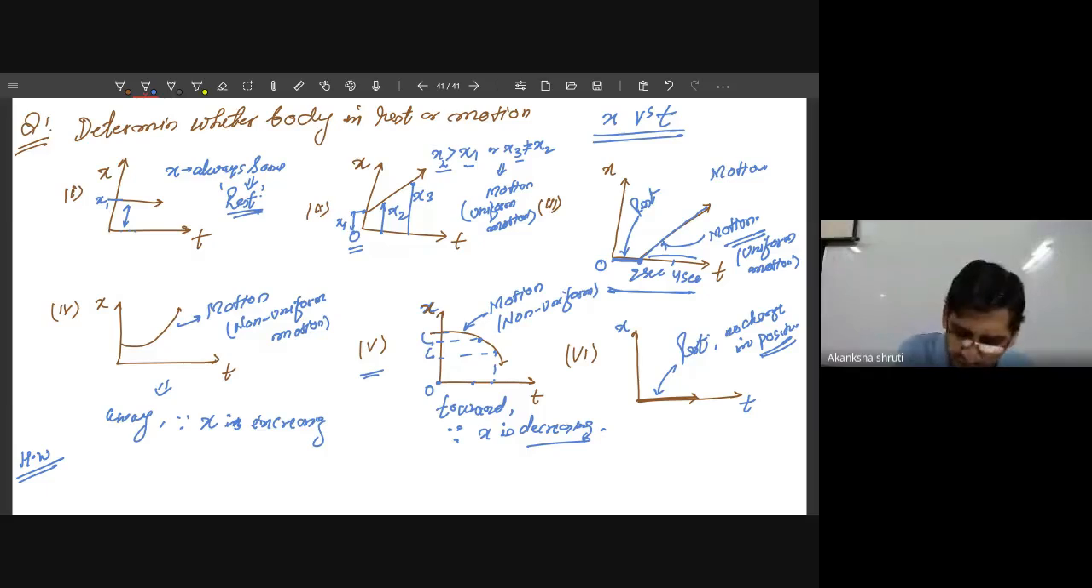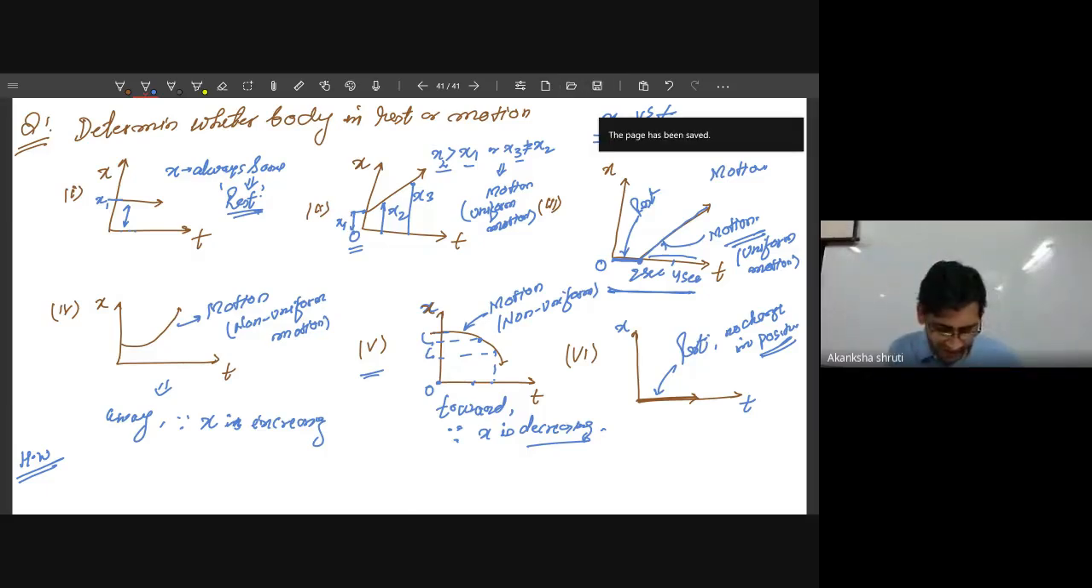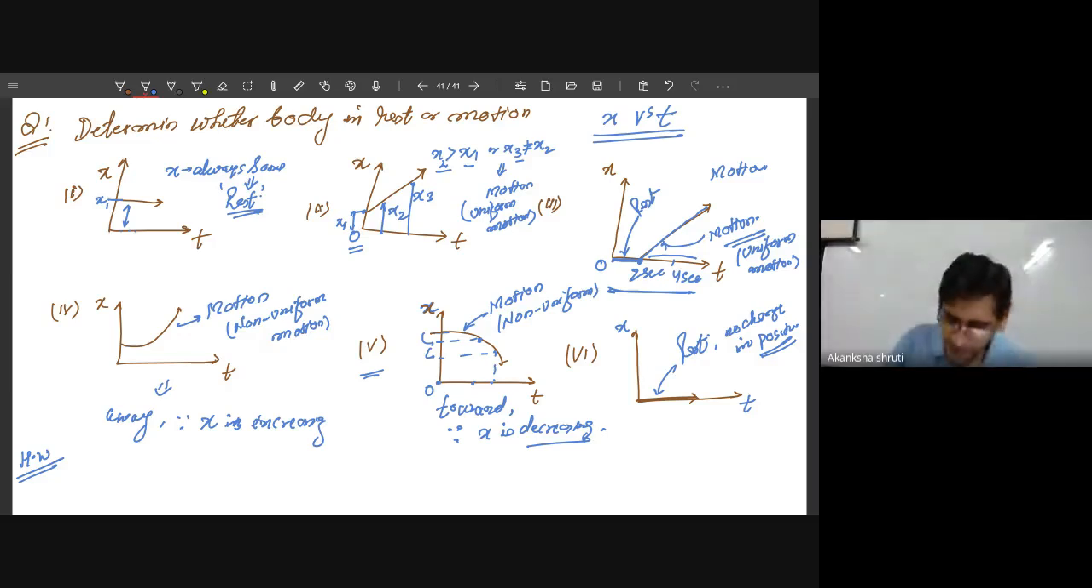Now, students, going ahead, today we will learn that if the position time graph is given, then how to calculate the velocity. Okay, that we will see. That is one thing. Then we will also observe that if the velocity time graph is given, then we can calculate the distance as well as the acceleration. Okay, so let me write.